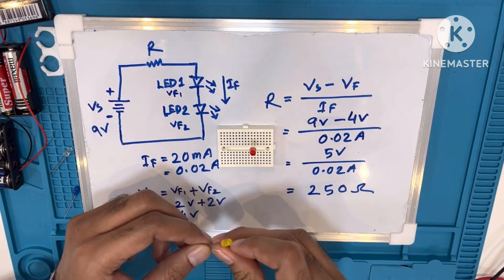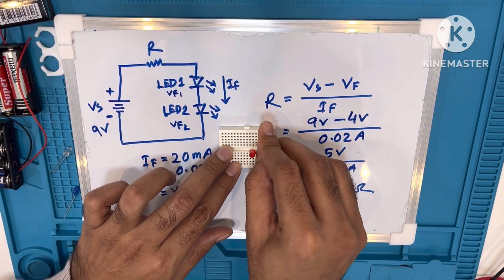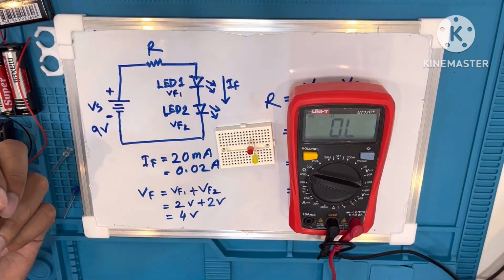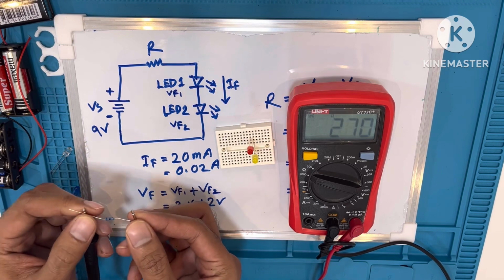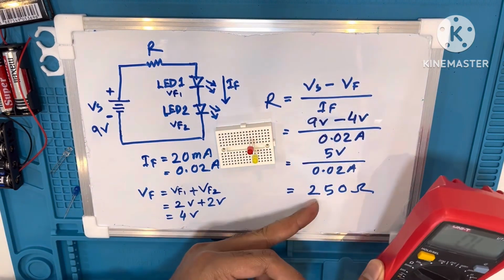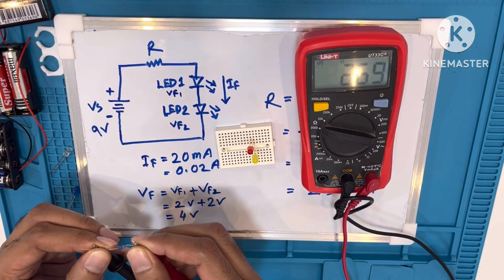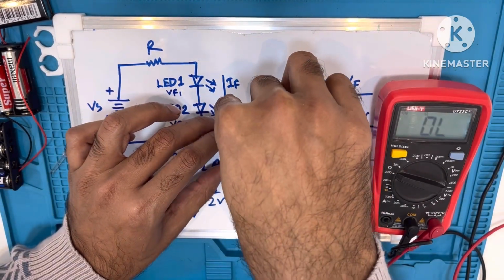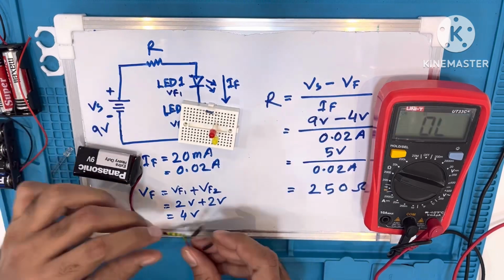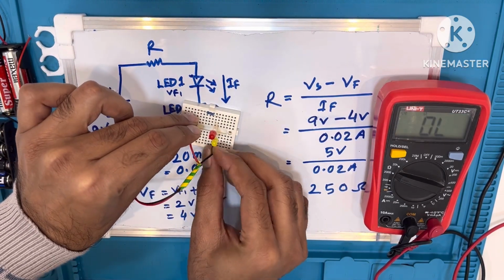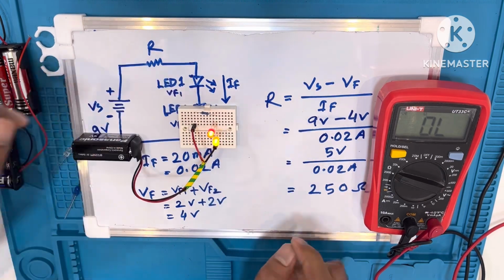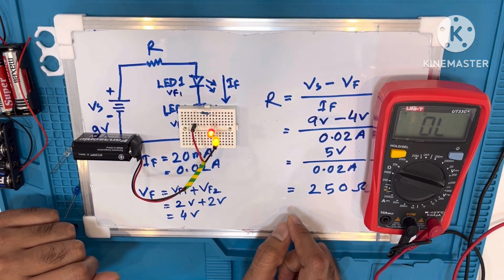Here I got two LEDs, red and yellow. So here I'm connecting these two LEDs in series. Now I will find the nearest resistor value I have. So here I have 270 ohm, which is close to 250. I have to correct the polarity of the LED. So now it's glowing fine.